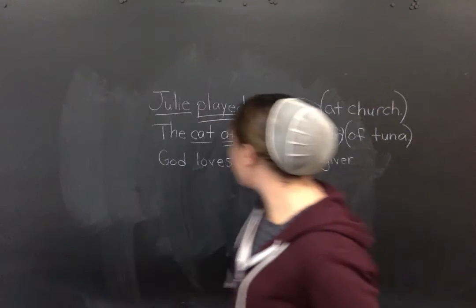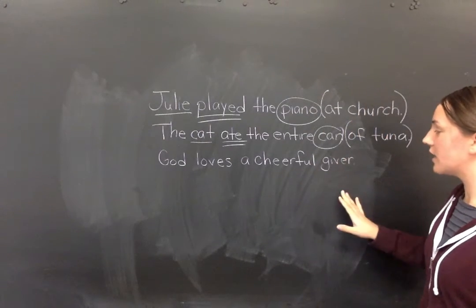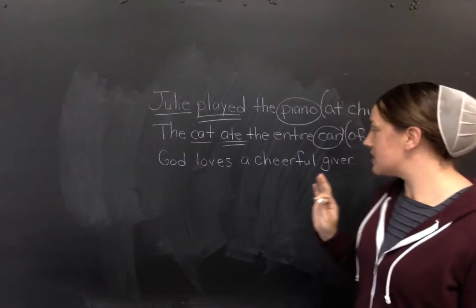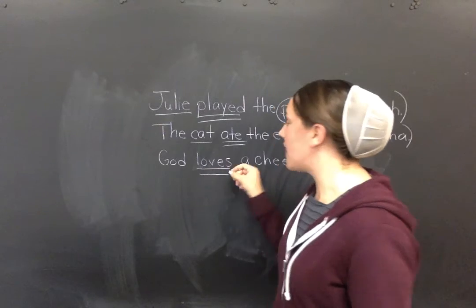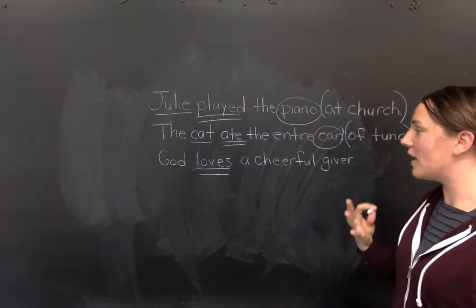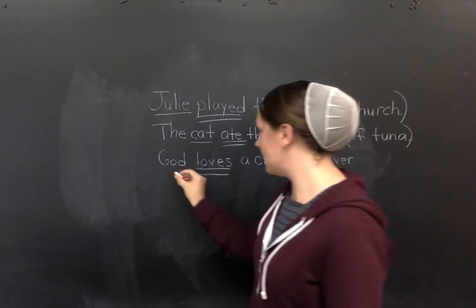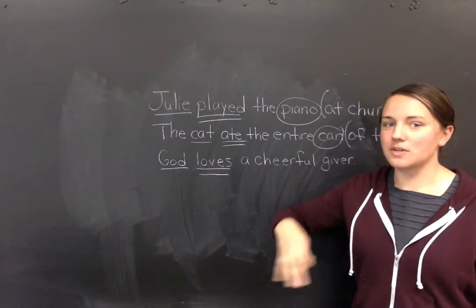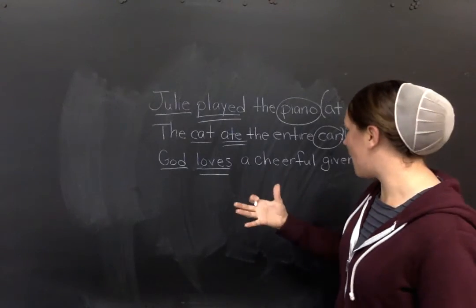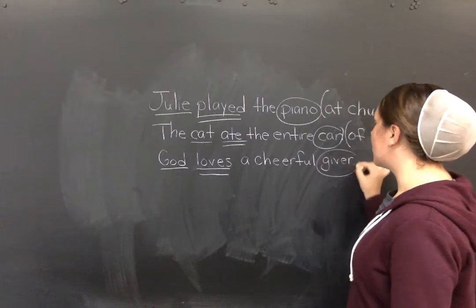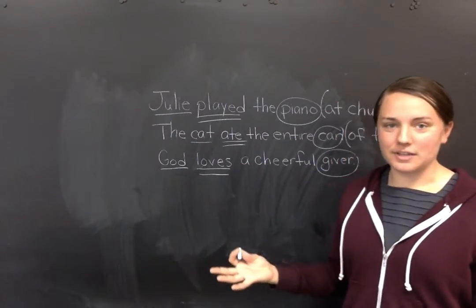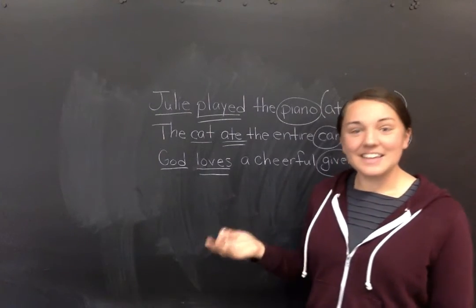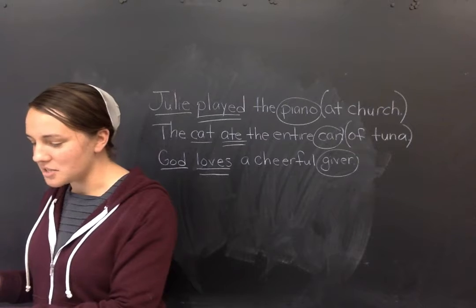All right. So let's go over our third one here. God loves a cheerful giver. We do not have any prepositional phrases, so let's underline our verb. That is an action verb. Now, who or what loves? God. So God is our subject. Now, to find our direct object, we're going to say God loves who or what? God loves giver. God loves a cheerful giver. Now let's read them together. God loves a cheerful giver. Does that sound right? Yes, so we found the correct word for our direct object.